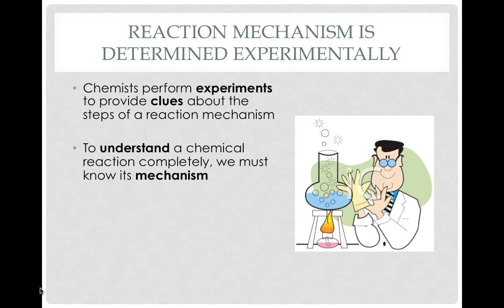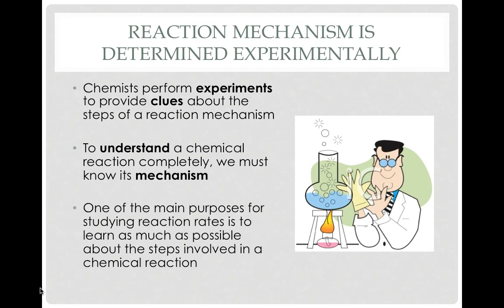Now, to understand a chemical reaction completely, we really need to know its mechanism. It allows us to know exactly what is going on during that reaction. Right? And one of the main purposes for studying reaction rates is to learn as much as we can about a chemical reaction. Now, we can think about why this might be important. Right? If we're thinking about a disease where it's caused by a protein that is no longer functioning, by understanding how it works, the mechanism by which it carries out what it needs to do, scientists can go through to try to develop treatments to try to prevent it from doing what it's doing.